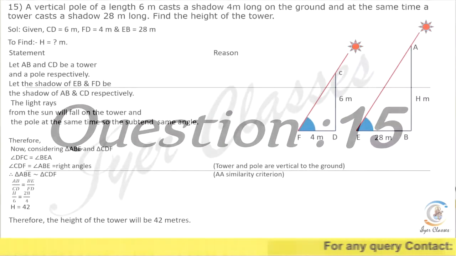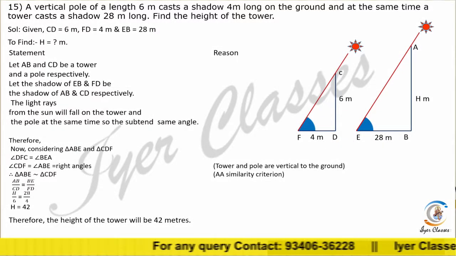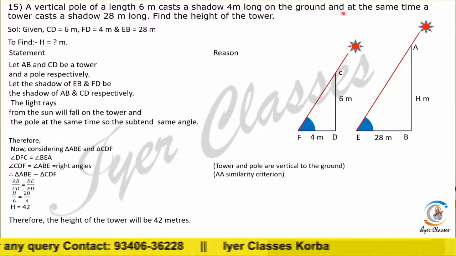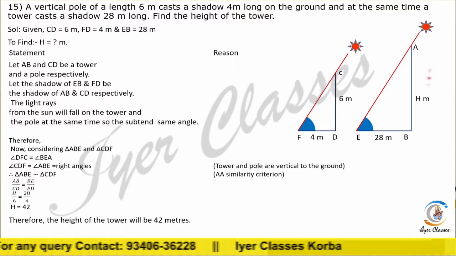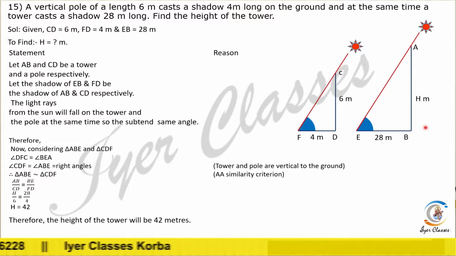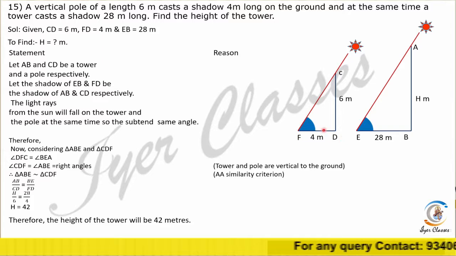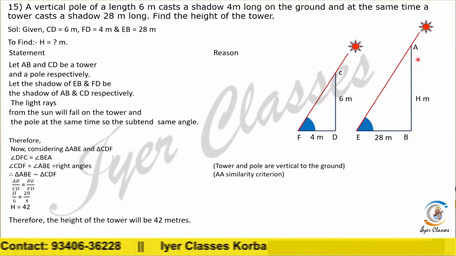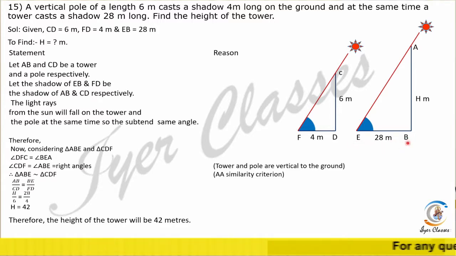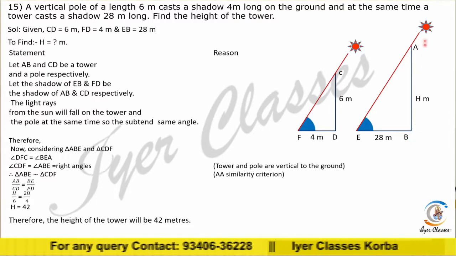Question number 15. A vertical pole of length 6 meters casts a shadow 4 meters long on the ground and at the same time a tower casts a shadow of 28 meters long. Find the height of the tower. You can see that CD is a pole and AB is the tower, right? It is given that the height of the pole is 6 meters and it casts a shadow of 4 meters. And at the same time, the tower is casting a shadow and the length of the shadow is measured to be 28 meters, right? We are supposed to find the height of the tower.